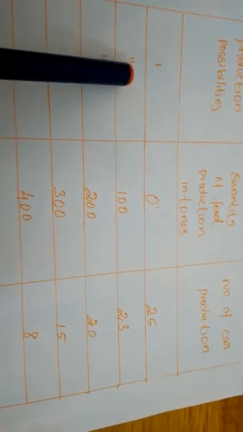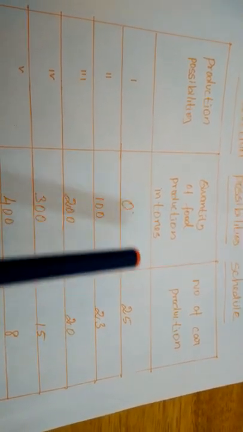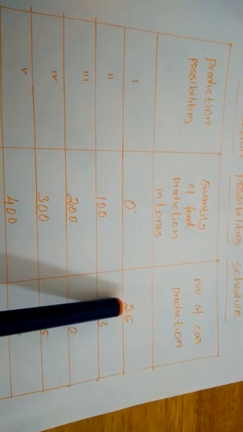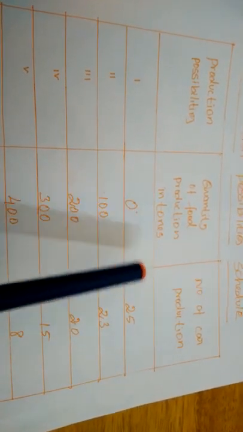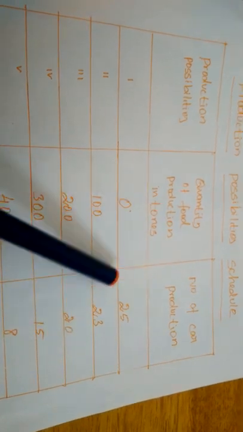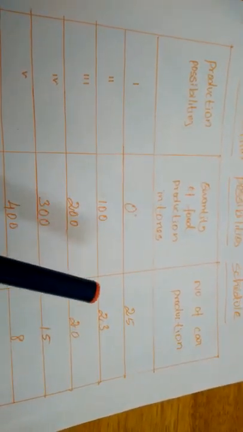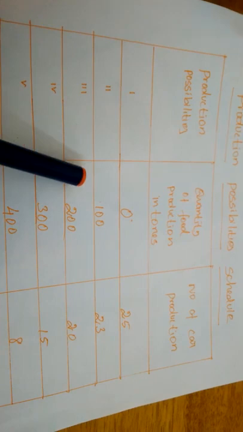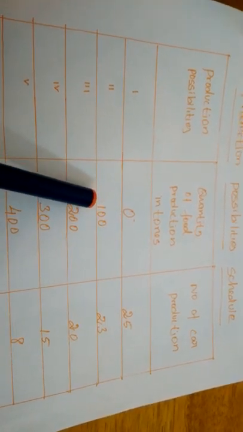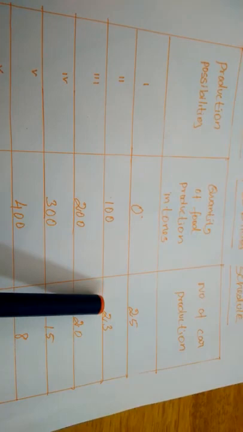In the first possibility, we don't have any production of food. Instead of producing food, we can produce 25 cars. Suppose the nation does not need food and needs cars, then the nation can produce 25 cars and no food. Otherwise, the nation can take the second possibility, in which it can produce 100 tons of food and 23 cars, by giving up 2 units of cars.